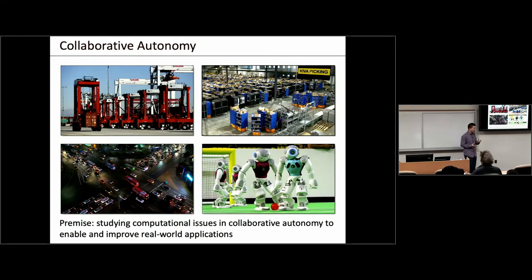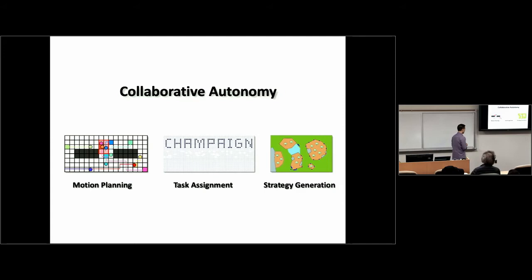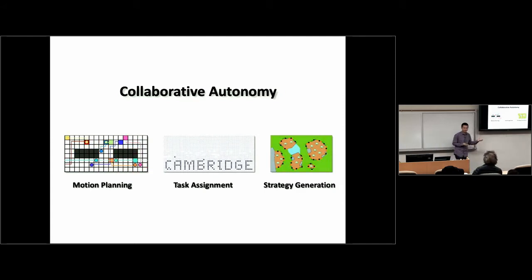That is, can we significantly improve the performance of such systems in practice? And also, can we provide even better, more theoretical guarantees on what is the limit that we can push for? So this motivates my study of collaborative autonomy. As I mentioned, I will cover three topics: motion planning, task assignment, and strategy generation. So how do these things fit together?